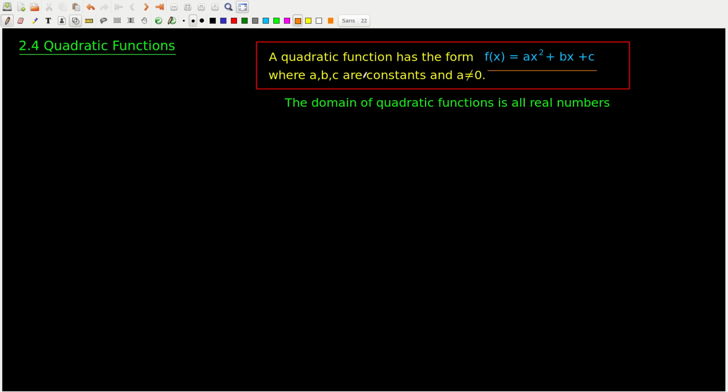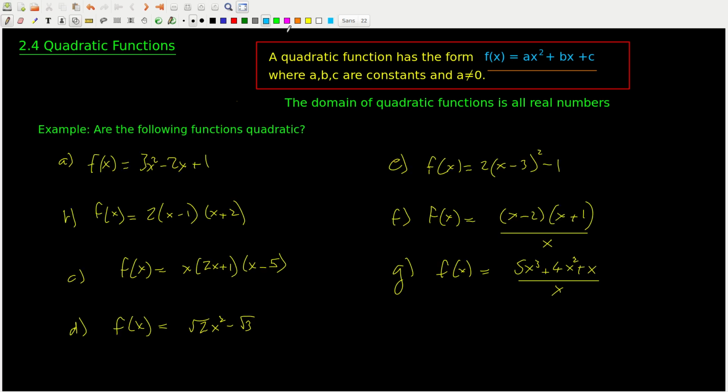So let's start with an example of functions that are and aren't quadratic. So here are a bunch of functions. I recommend you pause the video for a second and just look over the functions and decide which of them you think are quadratic and which you think are not quadratic. All right, so hopefully you've paused and you've got an idea.